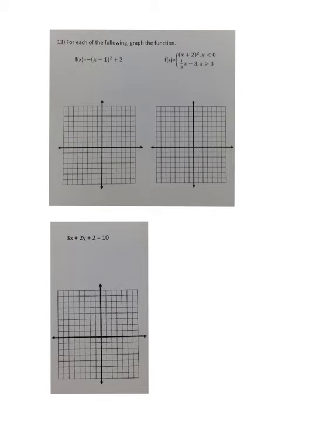For the first one, number 13, we see that we have a quadratic, so that's going to be a parabola. We know it's going to open down because we have a negative leading coefficient. We are moving to the right 1 unit and up 3. So let's start by finding that turning point.